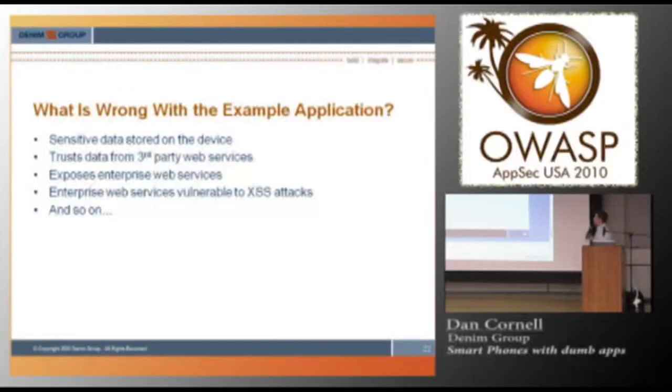So, looking at this app, what's wrong with the example application? We're storing sensitive data on the device because we're pulling stuff back from the web service. We're storing credit card information on the device. It's trusting data from these third-party web services. It's passing that stuff through. It's letting attackers know what enterprise web services are out there supporting the device. And we find out that the enterprise web services are also essentially hanging out there as open cross-site scripting endpoints, and on and on.